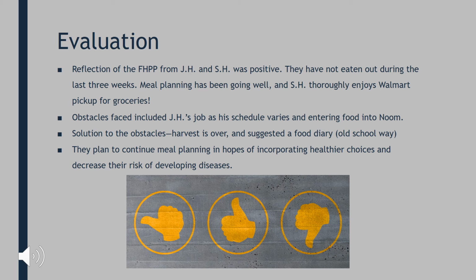They plan to continue meal planning in hopes of incorporating healthier choices and decreasing their risk of developing diseases. Some of the other things that they wanted to do was to decrease their sugar intake along with their caffeine. They want to eat more vegetables and fruits, and they also want to choose some whole grain options. So those are some things that we talked about that they can incorporate when choosing meals and meal planning.